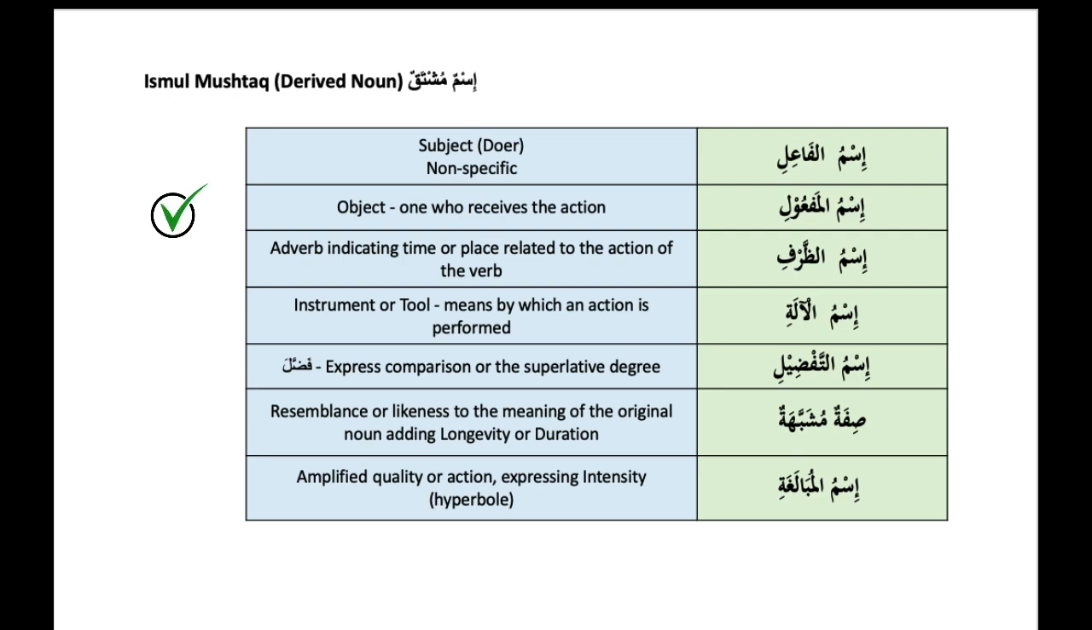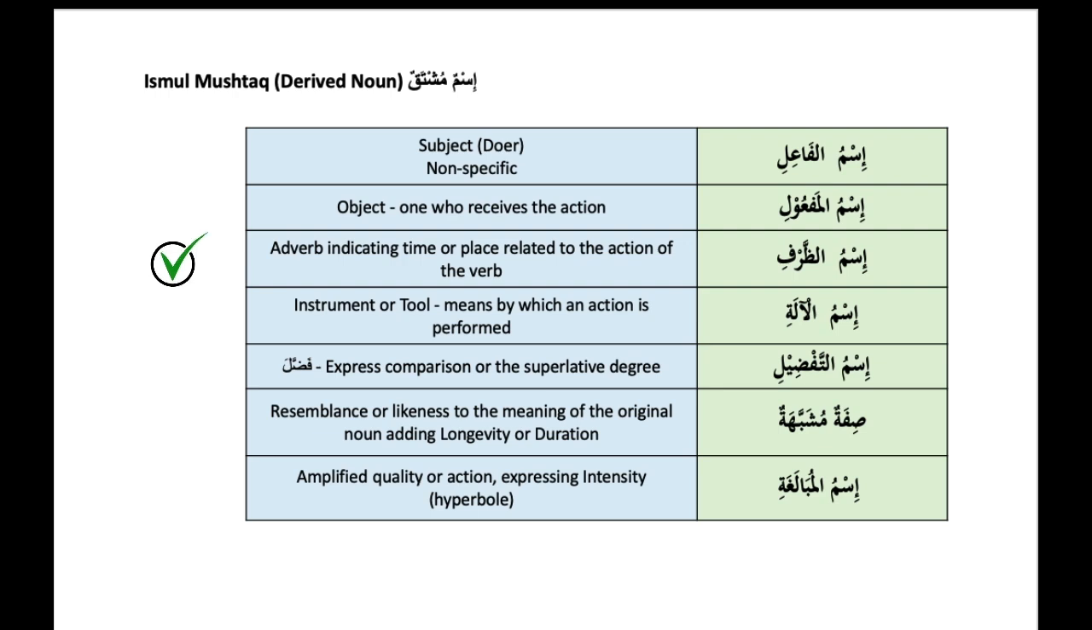Ismul Maf'ul, again, we are familiar with the word Maf'ul. Ismul Maf'ul, the object, which means one who receives the action, on whom the action is done. Here is an example. Qatala Dawudu Jaluta. Daud killed Jalut. Who did Daud kill? Jalut. So Jalut is Ismul Maf'ul. Daud is the Ismul Fa'il, the one who killed. And Jalut is the Ismul Maf'ul, the person who received the action. It means the person who was killed.